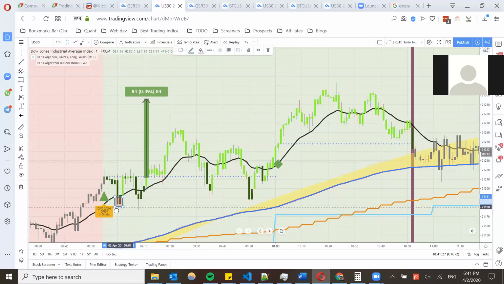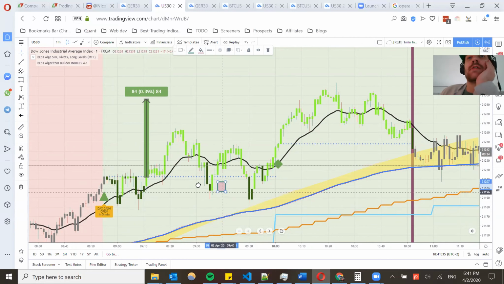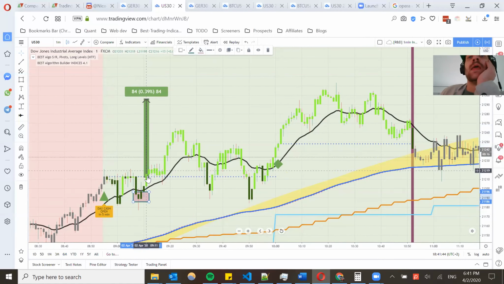Good question. So for that opportunity, the entry is either here or here. It's not here. Here it's too late. So for me, it's either the first pullback or the second pullback. Okay.